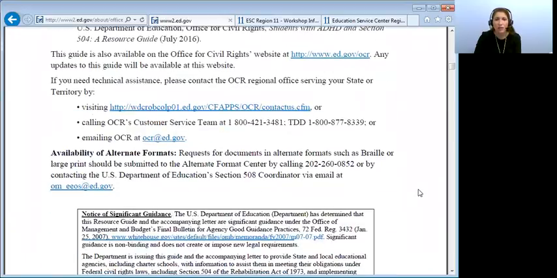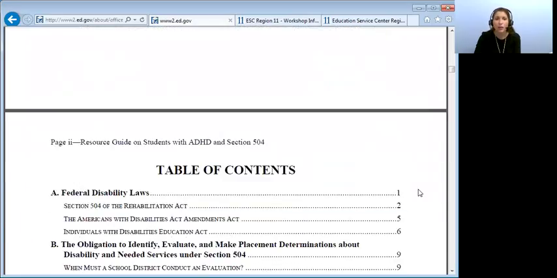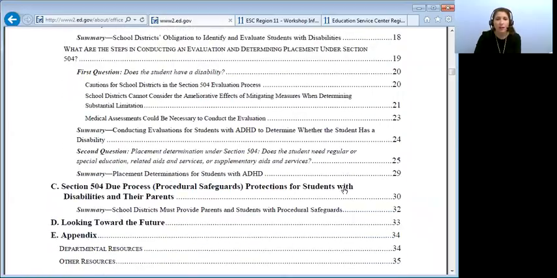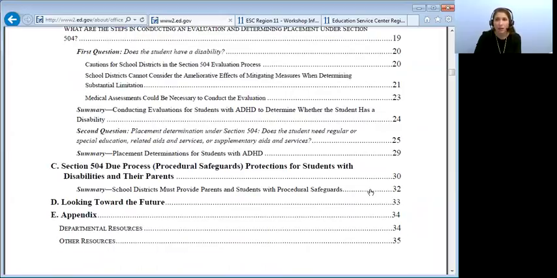and to use this as your guide as you're making decisions for your first maybe Section 504 meetings for your school year. And it has a lot of foundational pieces in it as well. And it talks about, again, the obligation to identify, evaluate, and make placement determinations. And specifically, it talks about the due process or procedural safeguards that are in place to protect students with disabilities. So please do read through this entire document, highlight it, and of course, as always, you can call or email me if you have any questions.